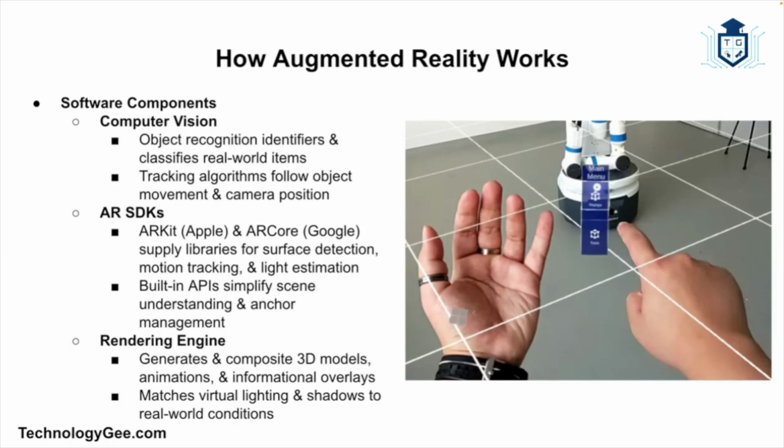And then you have what is called a rendering engine. The rendering engine generates the digital content and integrates it with the physical environment in real time. It ensures that the digital overlays appear seamlessly and interact naturally with the real world.